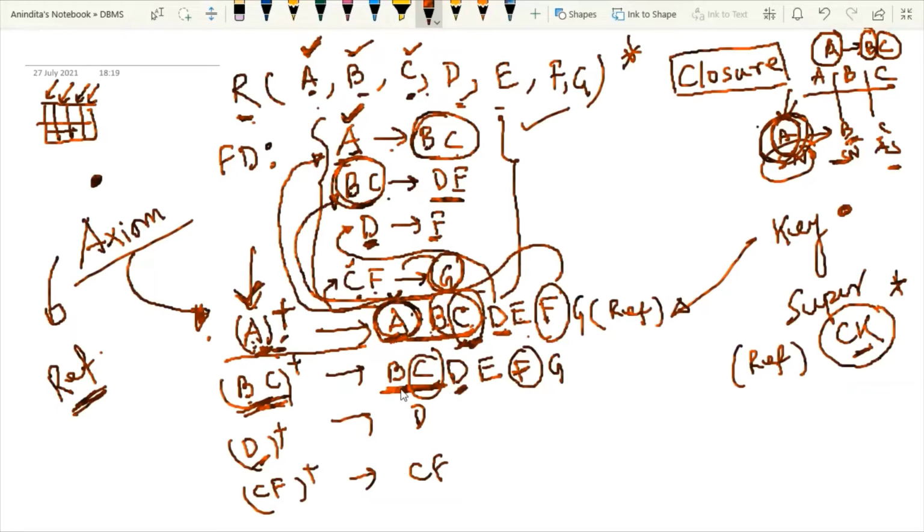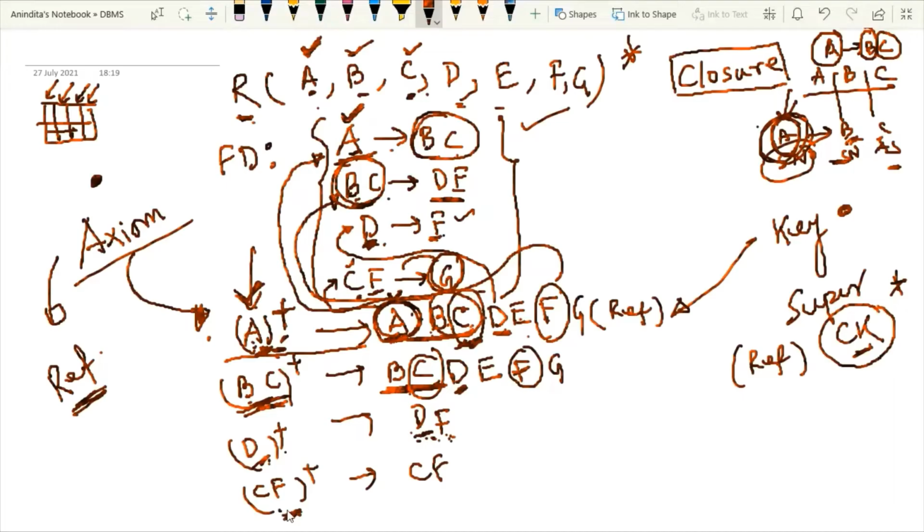Again we will try whether we can somehow reach A or not. BC I have tried, D I have tried, CF I have tried. There is nothing left, so I will leave it. Now again, D plus. From D we will get D. Again we apply the trick: whether this D appears in the LHS or not. Yes, so we will include this F. Done. Then does DF appear? No, only D appears. Only F is not appearing, or we have CF but we don't have C over here. So only D, or only F, or DF is not appearing in the LHS. So leave it. Then again go for this CF.